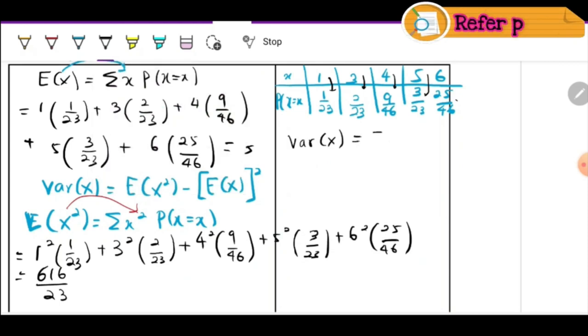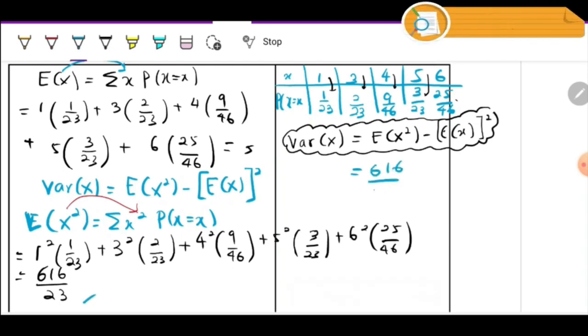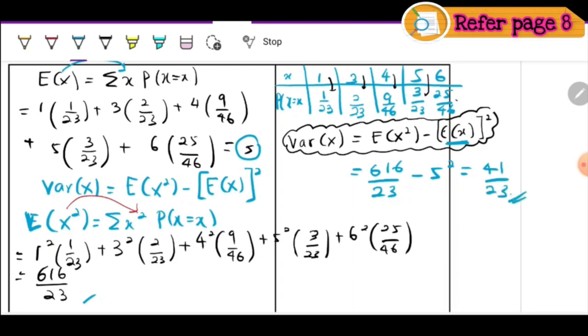Variance of x is equal to E of x squared minus mean squared. So E of x squared that we got just now is 616 over 23, minus mean squared. So the mean we got is 5. 5 squared, then the answer is 41 over 23.